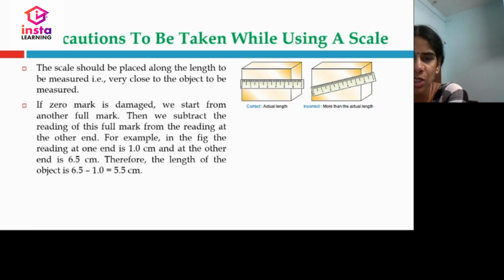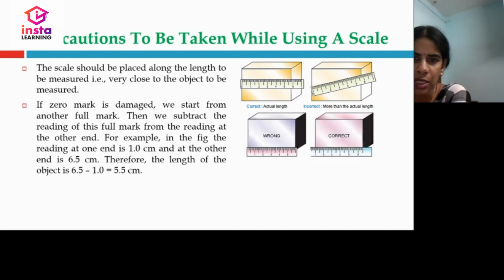If the 0 mark is damaged, what would you do? If you have broken the scale, we start from another full mark. Then we subtract that reading from the other end. In the example, you can see 0 is not there in the image scale. It shows 6.5 in the image, and since the start is at 1, we subtract 1 from that 6.5, and the correct length is 5.5.